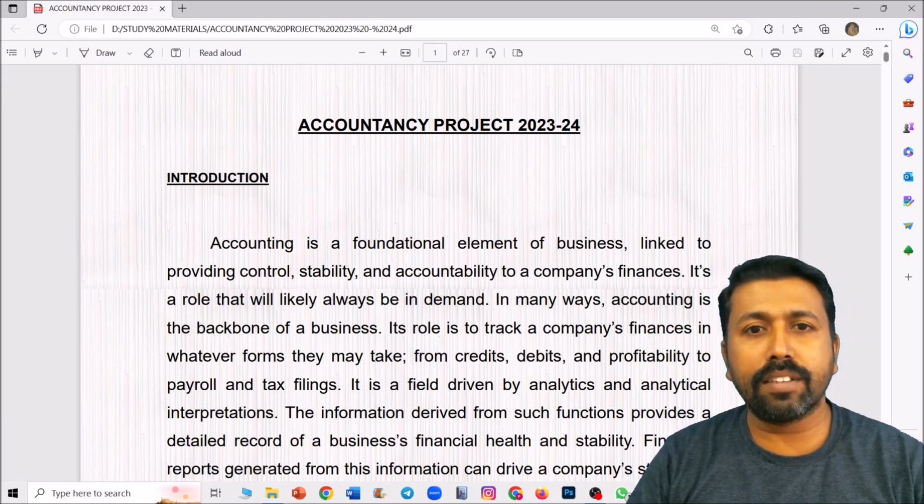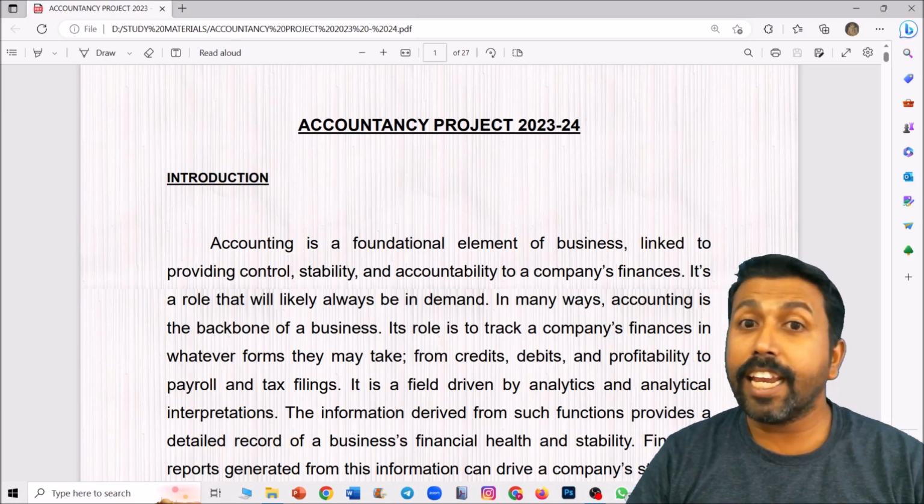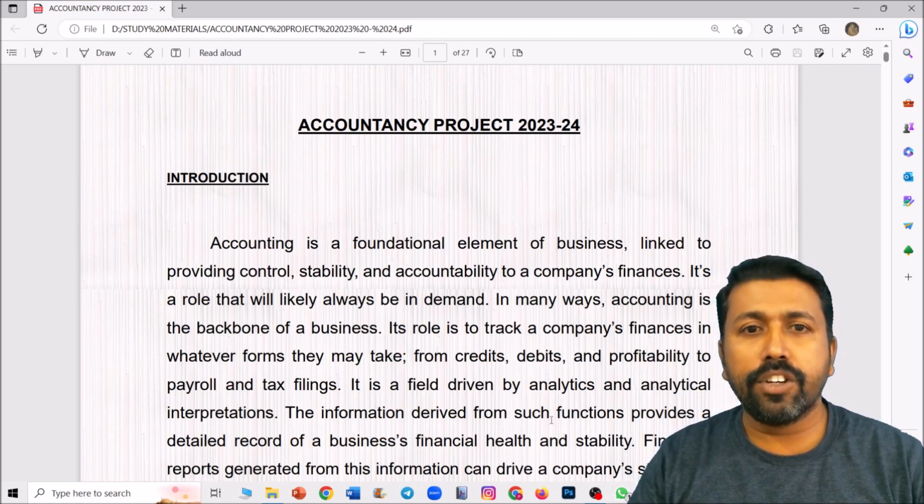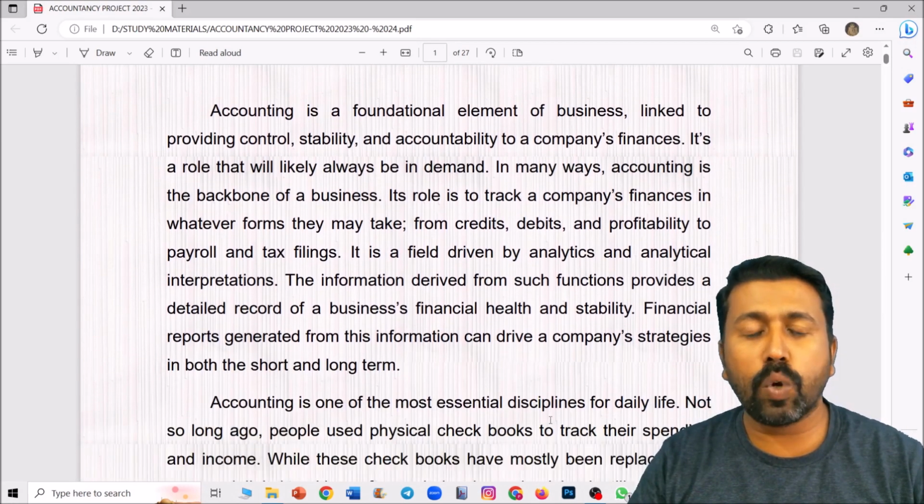So my dear students, as an introduction, I am here placing some important concepts regarding accountancy in our day-to-day life. You can read the section and you can go through all the areas. I'm slowly scrolling all these pages. It includes only 27 pages for the project.